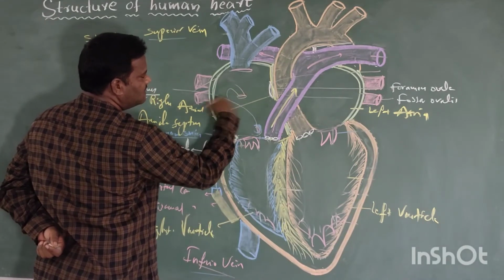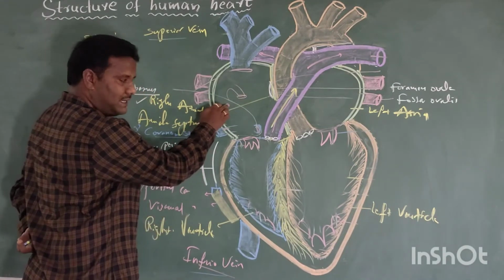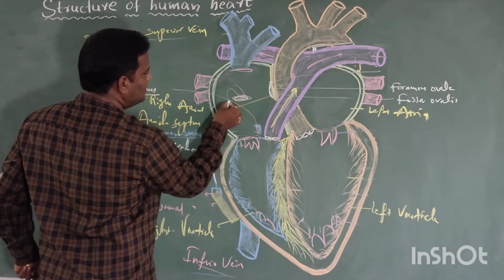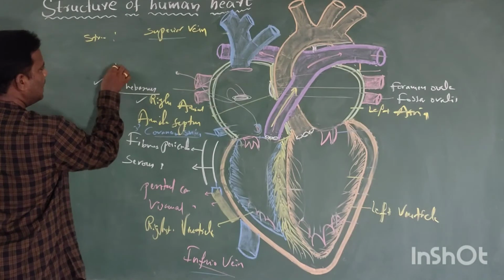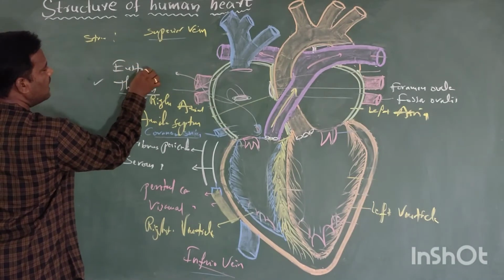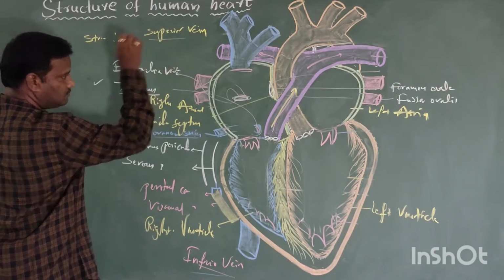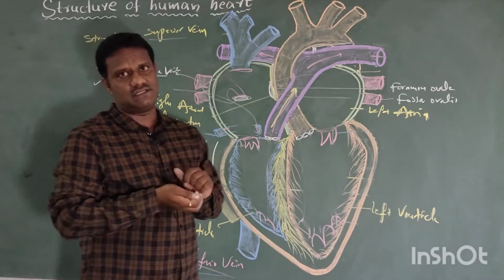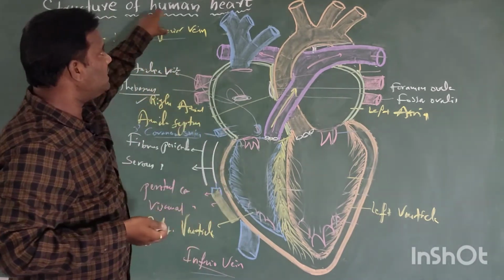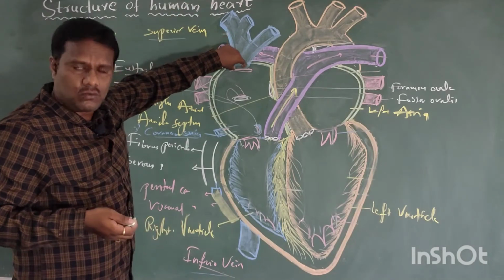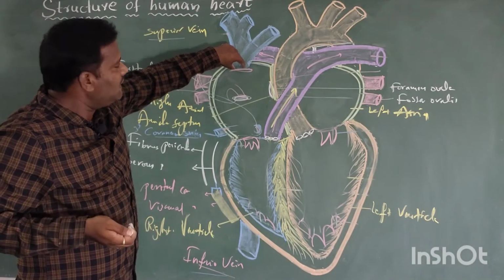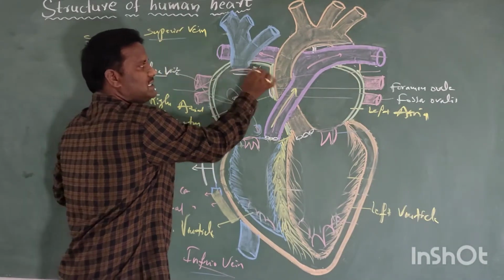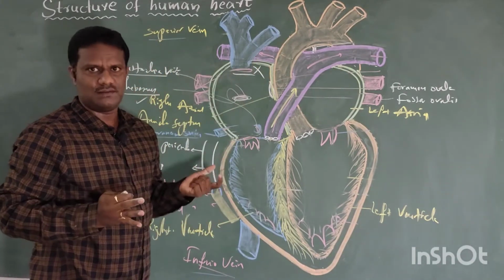Where is the inferior opening in the right atrium? In this area one valve is present, called the Eustachian valve. This is also most important for the MSET and NEET bits. Wherever the superior vena cava opens into the right atrium, no valves are present. So the valves are absent.